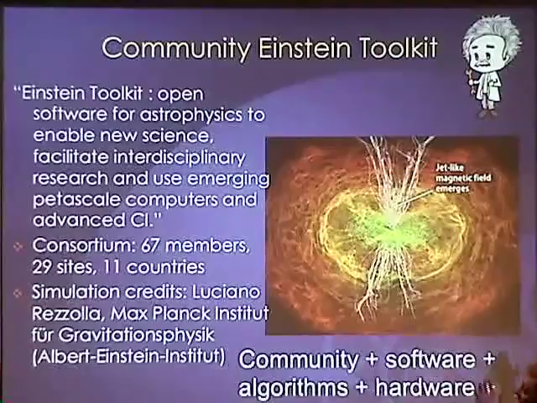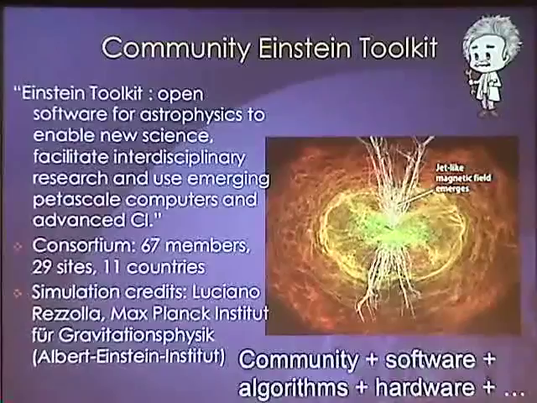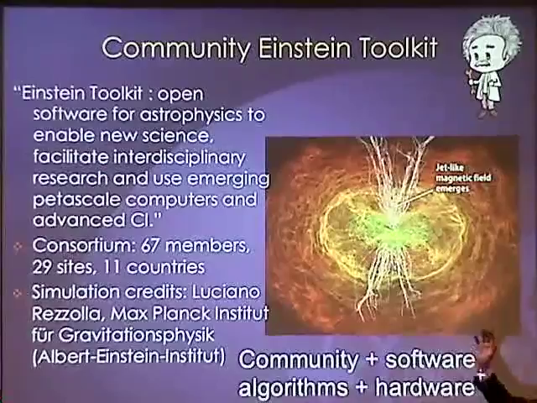In fact, Luciano Rezzolla, who's now at the AEI in Potsdam, and a large group have done this calculation of two neutron stars colliding, where they've been able to add in magnetic fields. And for the first time, they see very naturally jets developing through the twisting of magnetic fields and so on during the inspiral of two black holes or two neutron stars. So the point is that a larger and larger community is being enabled by sharing tools and software environments.